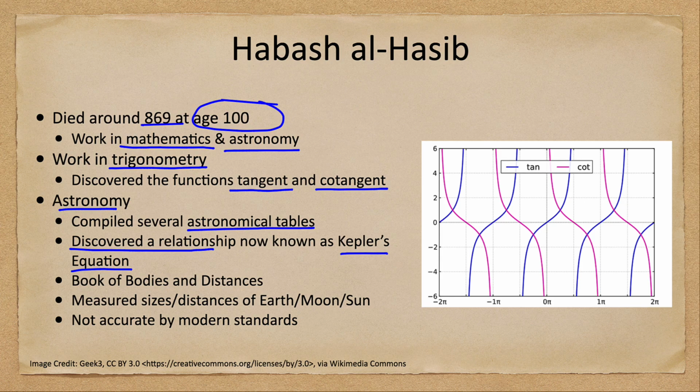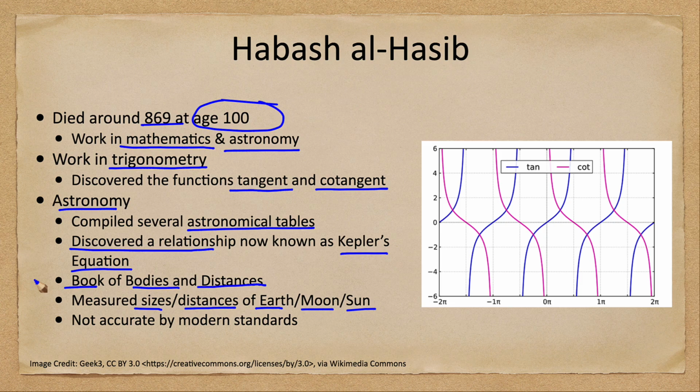Now he also did some other work on the book of bodies and distances. This was a way of looking at the sizes and distances of things like the Earth, the moon, and the sun. So how far away are they? What are their specific distances and sizes? And those are things that are very difficult to measure.